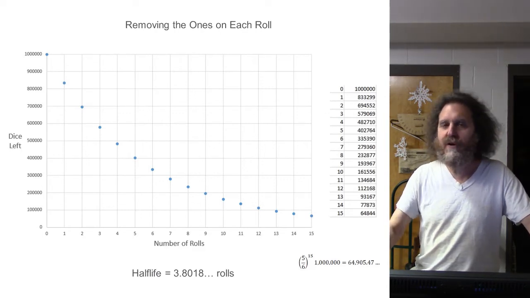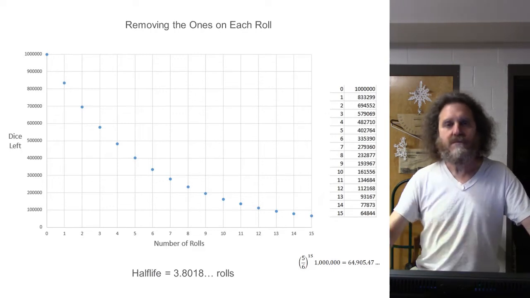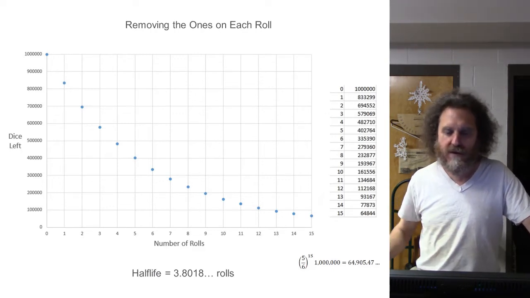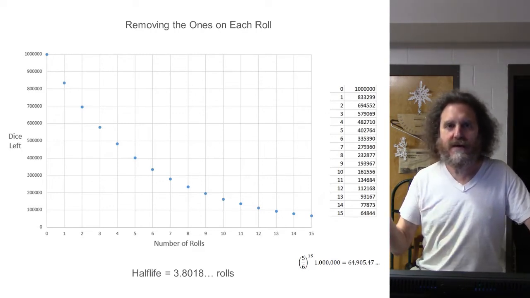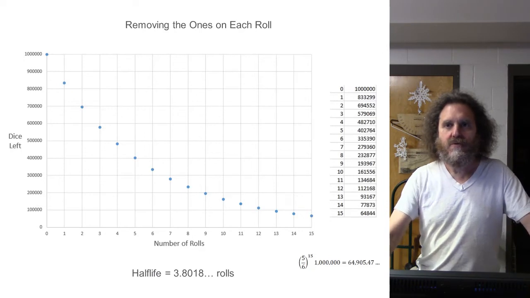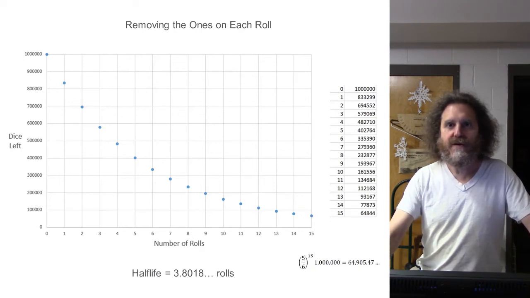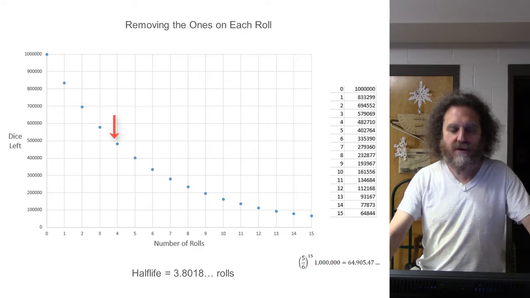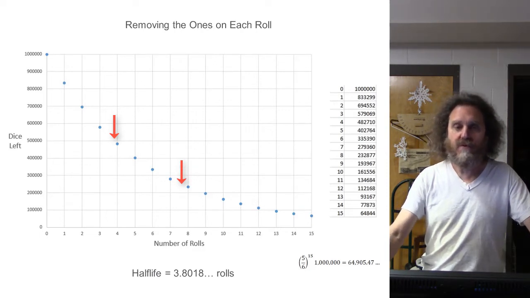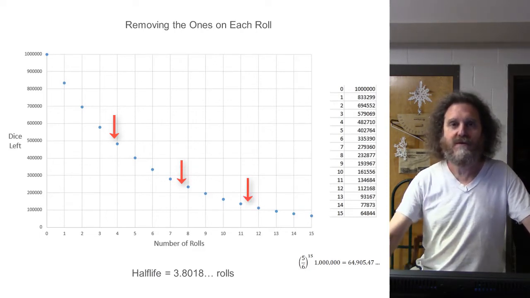Now you can't have 0.8 rolls of a dice, but you understand, you roll it 3.8 times, and you reduce the number of dice by a factor of 2. So after 3.8 rolls, it reduces to 500,000 dice. After another 3.8 rolls, it reduces to 250,000 dice. After another 3.8 rolls, it reduces to 125,000 dice.